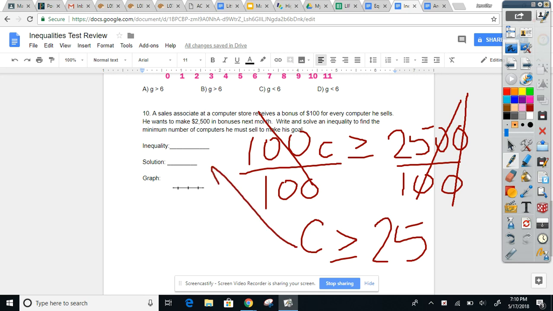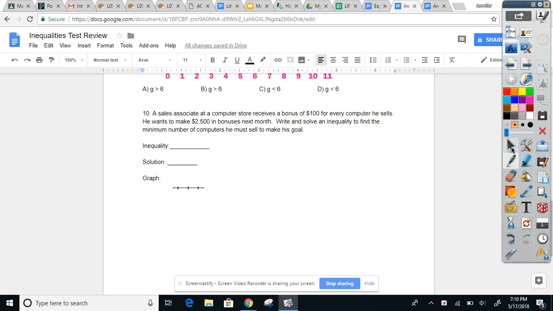Okay, that would be the answer to this part of the solution, and then I just want you to graph it. Okay, if you have any questions or if you're still confused, please raise your hand and let me know.